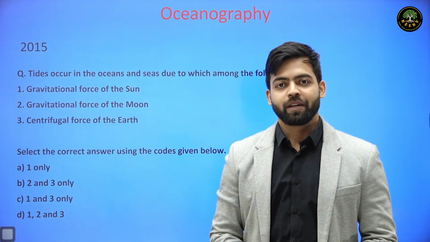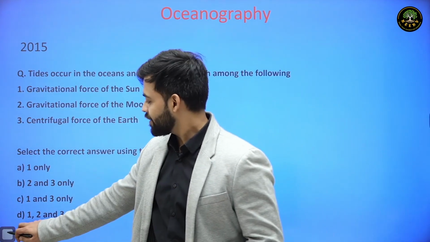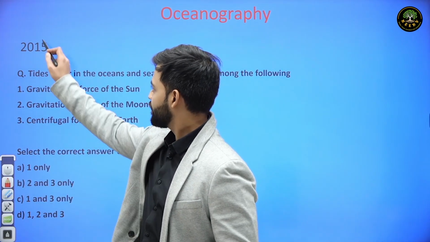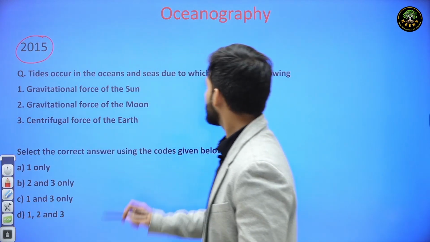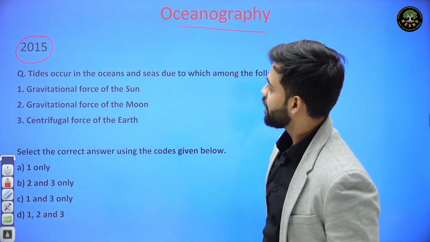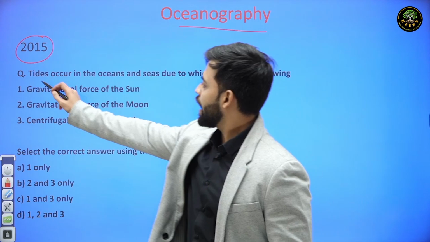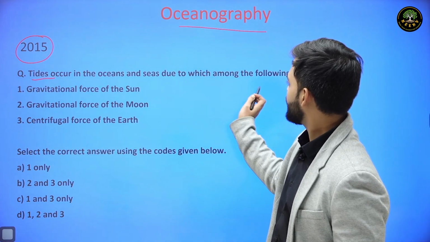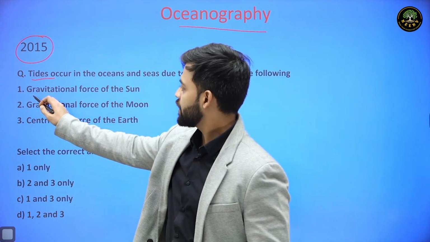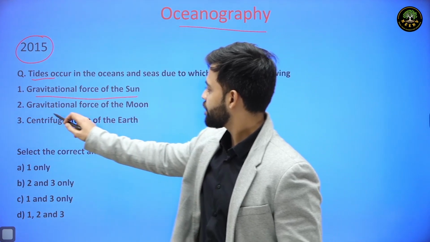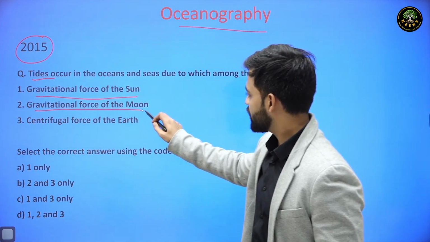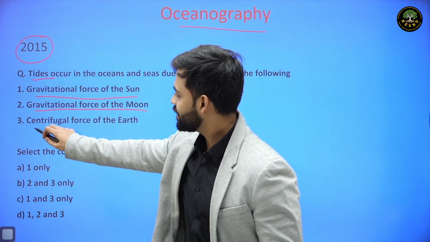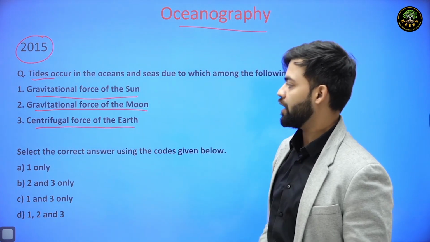Hello and welcome. Let's discuss this question that came in the year 2015 and is related to the topic of oceanography. The question is, tides occur in the ocean and seas due to which among the following? First statement is gravitational force of the sun, second statement is gravitational force of the moon, and third statement is centrifugal force of the earth.